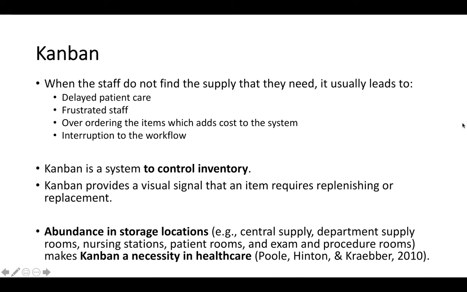And again, as I said, that's a cost to the healthcare system. That's inventory that is not necessarily needed, and that's a lot of cost to the system. And at the end of the day, it causes interruption to the workflow of providing care to the patient. And so the whole situation here is how we can deal with these scenarios where our staff, our nurses, our doctors cannot find the supply that they need to provide care to the patients.